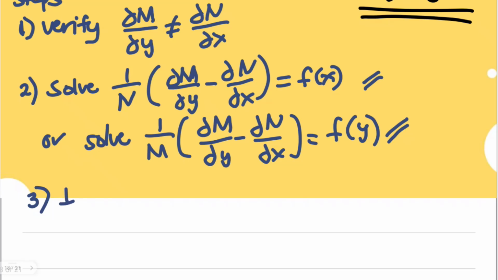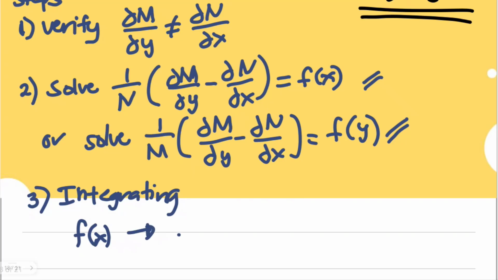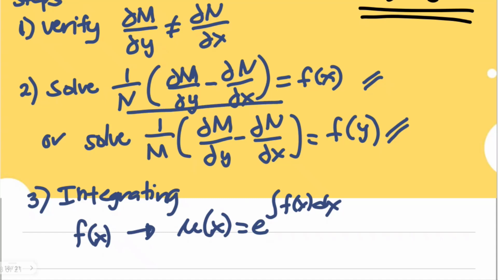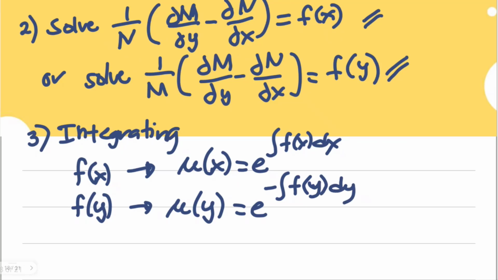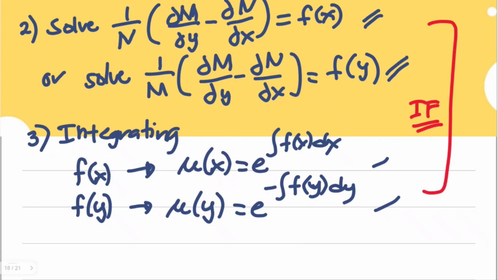But basically for step 3, you have here the integrating factor after you have decided which to use. If you're going to use f of x in step 2, your integrating factor is mu of x equal to e to the power of the integral of f of x dx. That is, again, if we have established that this entire expression is equal to a function of x. But if it's not, our f of y will give us mu of y equals e to the power of negative the integral of f of y dy. Okay? So again, these two are dependent on your step 2. But basically, as mentioned, step 2 and step 3 are on the integrating factor needed for the solution of your non-exact equation. So, let's proceed to step 4.